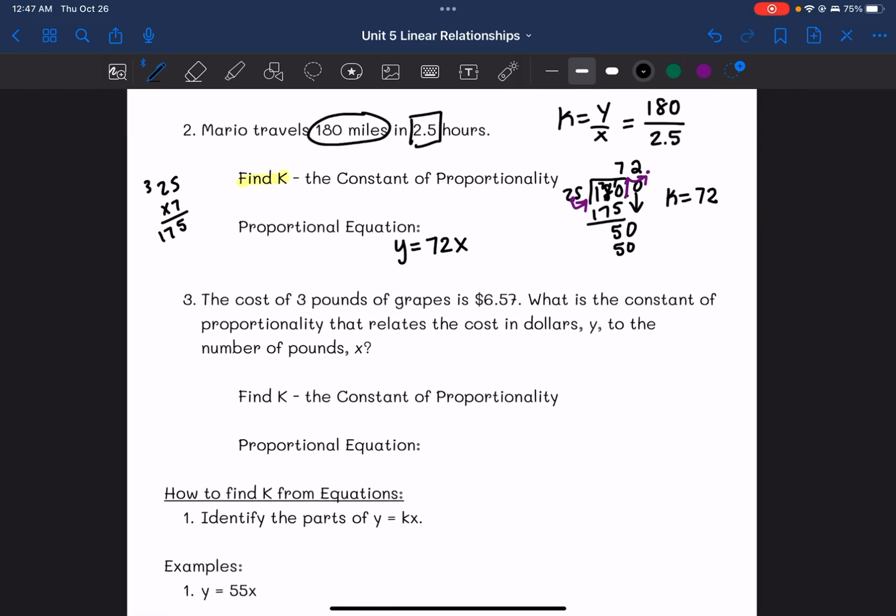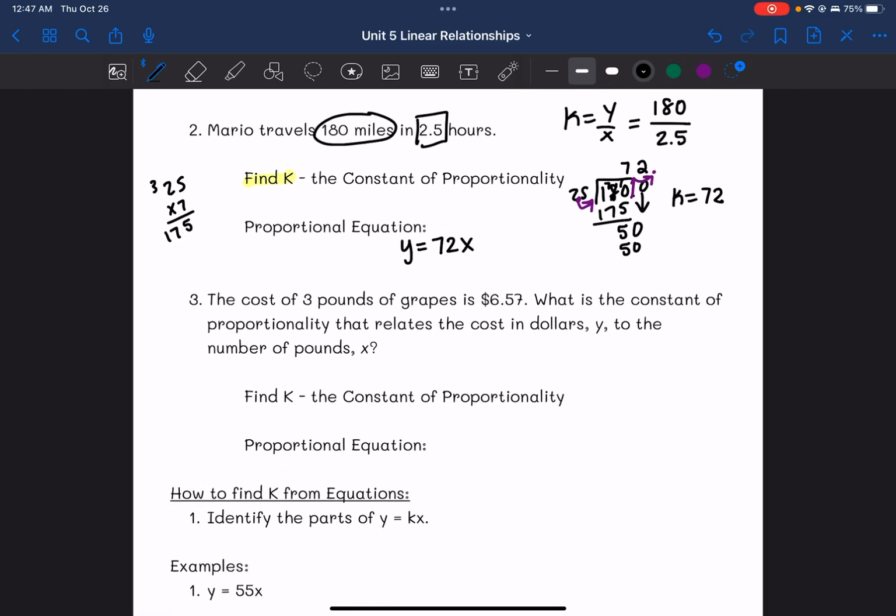All right, let's look at number 3. Number 3 is going to be a lot like the assignment that we did in class. The cost of 3 pounds of grapes is $6.57. What is the constant of proportionality that relates the cost in dollars, which is y? Okay, so cost is y. I'm going to highlight that in yellow.